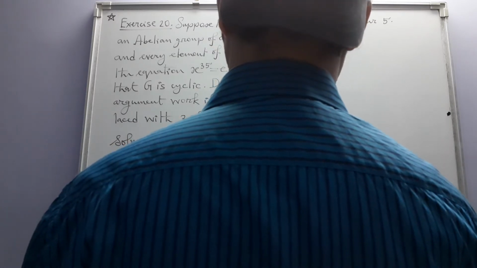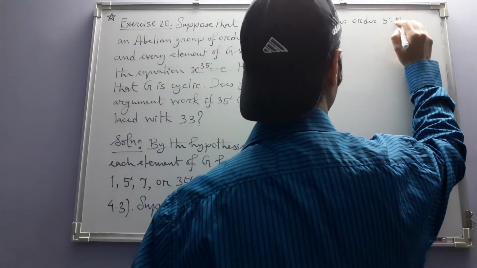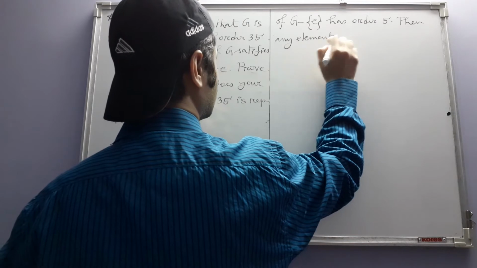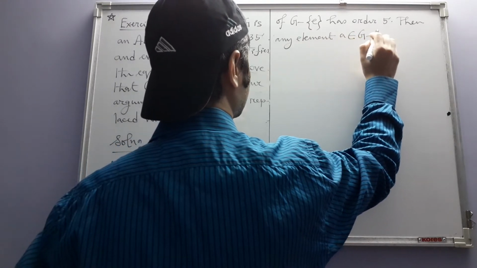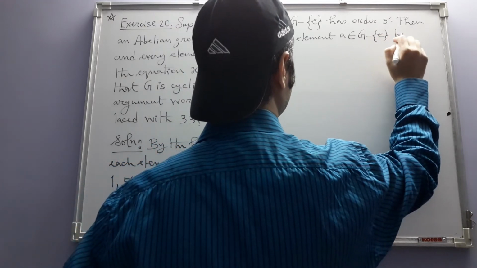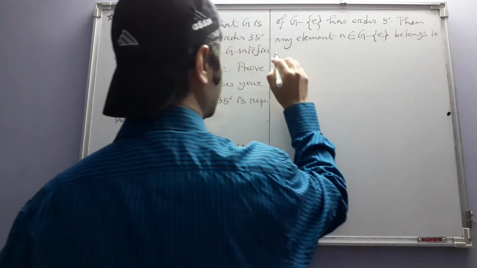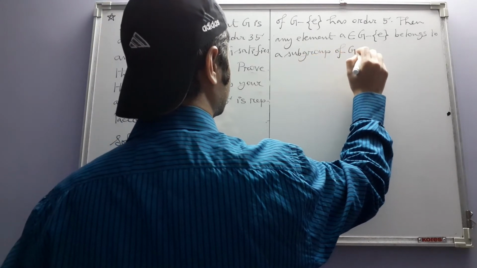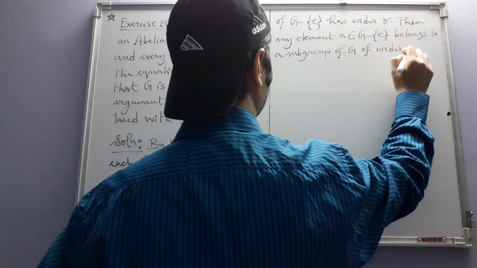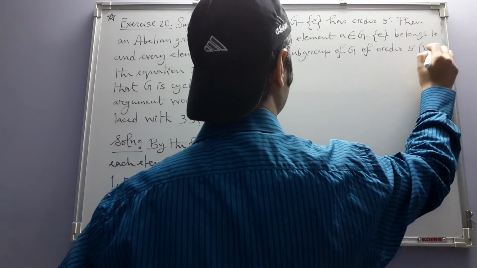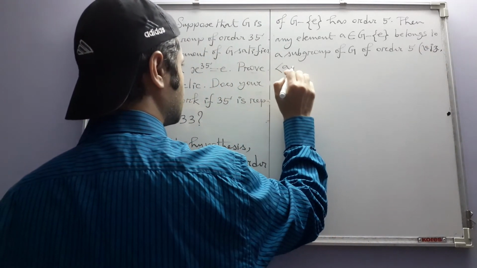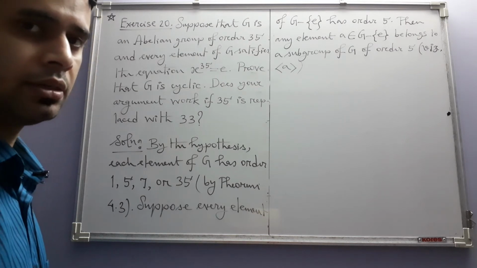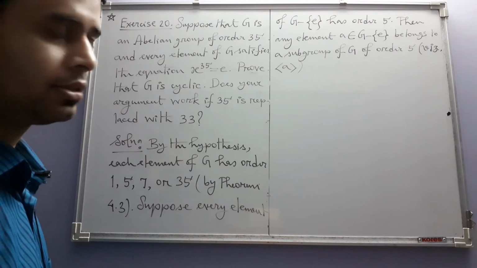Okay, then any element a belonging to G minus e belongs to a subgroup of G of order 5, and that subgroup is nothing but the subgroup generated by a itself. Since a has order 5, the cyclic subgroup generated by a will also have order 5 and will definitely contain a.